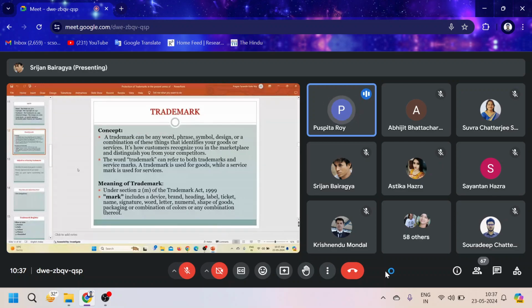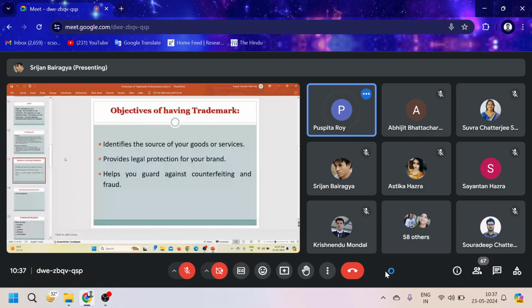Now, the objectives of having trademark. Next slide, please. Objectives. Firstly, it identifies the source of your goods or services. So from the trademark of a particular company which has been used on the product, we can understand the source of product. It belongs, as I said just now, to whom this particular biscuit belongs to. We can understand that. Yes, I'm saying that, oh, by seeing this mark, I can say that this particular thing belongs to Britannia company. So the source I can identify.